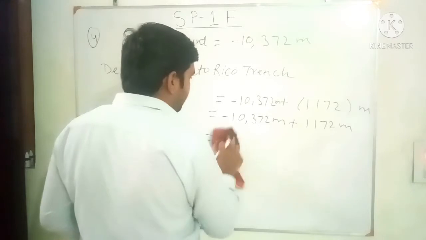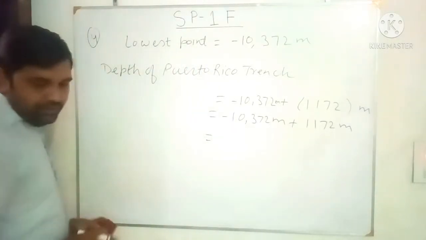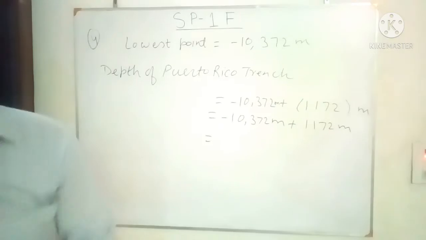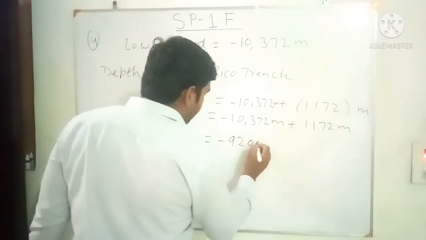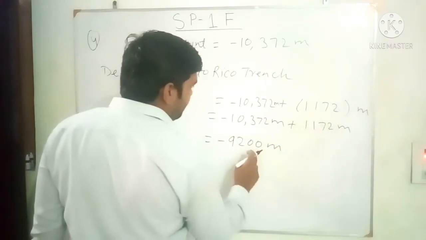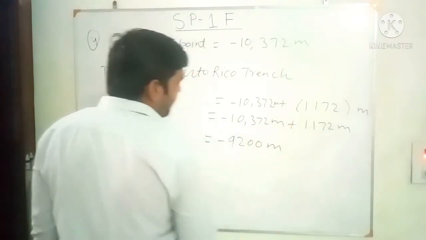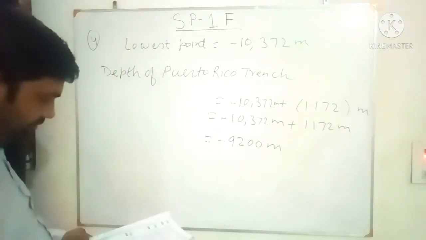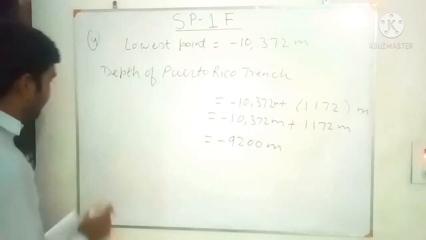Now after that we have to subtract. So when you subtract this from 10,372, you will get minus 9,200 meter. From 2 minus 2 gives you 0, 7 minus 7 gives you 0, 3 minus 1 gives you 2, and 10 minus 1 gives you 9, 9,200 meter. Okay. Now see the question number 5.